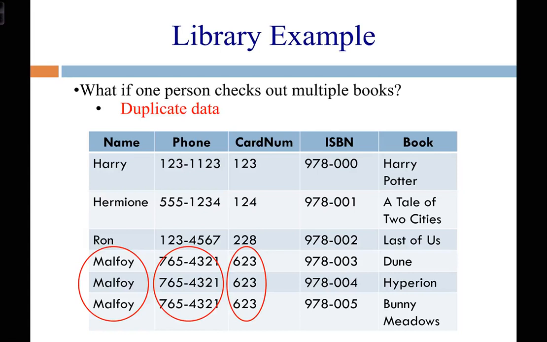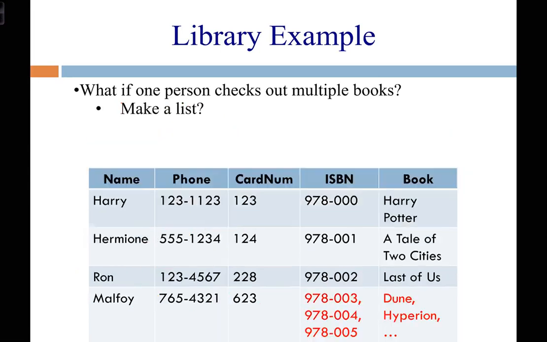So, listing the name, the phone number, the card number multiple times is all just useless and wasted. If we had somebody who's checked out 20 books, we'd have their phone number in there 20 times for no reason. So, okay, maybe we make a list. We just have their name once, and then we have a list of ISBNs and a list of titles.